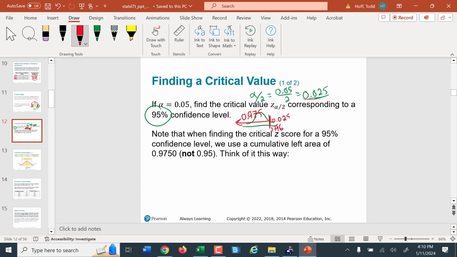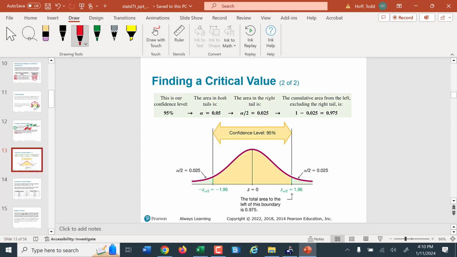1.96 here. This cutoff down here would be a negative 1.96. Same values, just one positive, one negative. And yes, remember, we do use the 0.975 there, not 0.95. So this is just a visual summary of how we went about finding that.